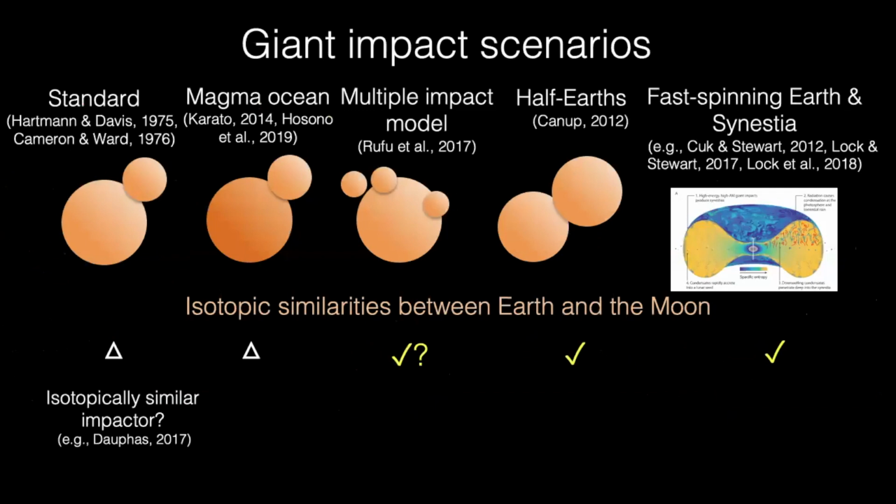Okay, let me summarize up until here. So far we talked about the standard model, magma ocean model, multiple impact model, half Earth model, and the fast spinning Earth synestia model. The three models can explain the isotopic similarities, while the standard model and the magma ocean model may have a challenge to explain the isotopic similarities. But it is possible that the impactor had the same isotopic ratios as the Earth. This idea has been explored recently.